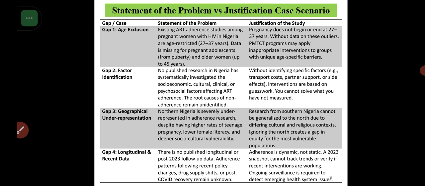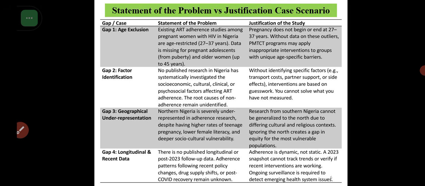Gap number 4, longitudinal or recent data. The last data we had there was in 2023. That was the last research from these collections of literature. So the statement of the problem will look like this. There is no published longitudinal or post 2023 follow-up data. Adherence patterns following recent policy changes, drug supply shift, or post-COVID recovery remain unknown.